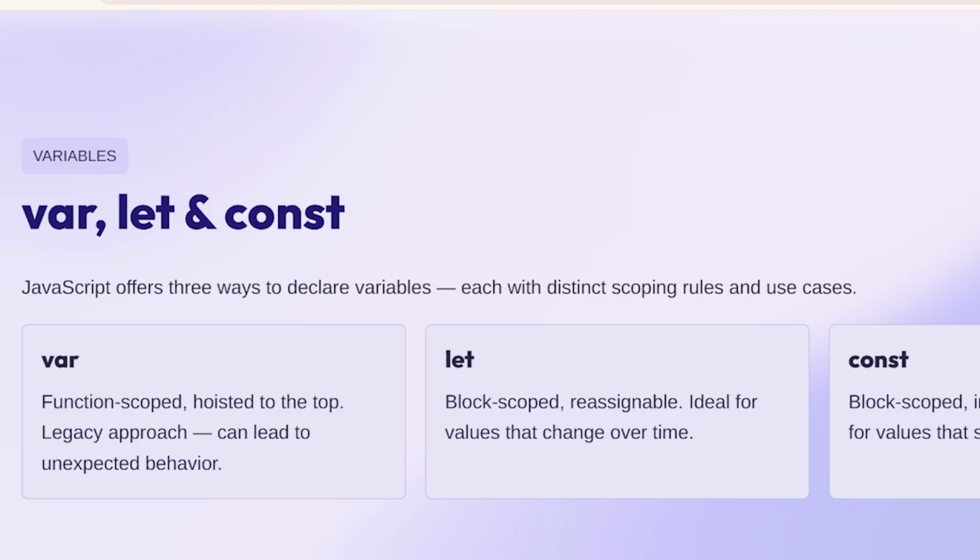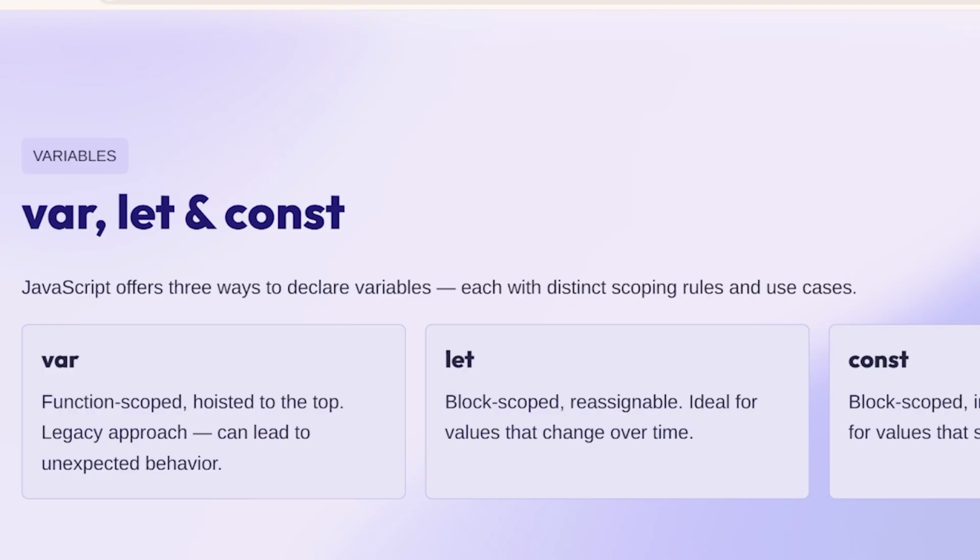Let's start with variables. A variable is simply a container that stores data. For example, if you want to store a student name or age, I can use a variable. In JavaScript, we have three ways to create variables: var, let, and const. Nowadays we mostly use let and const.